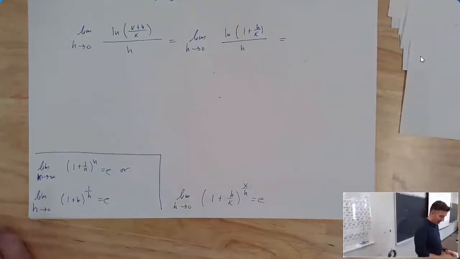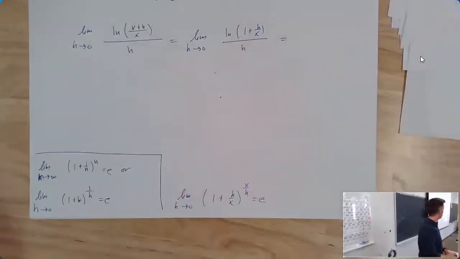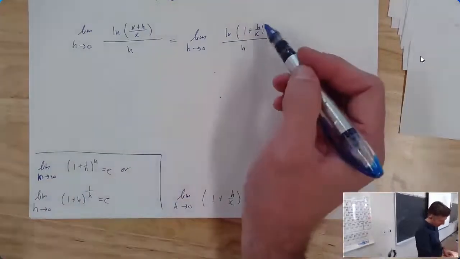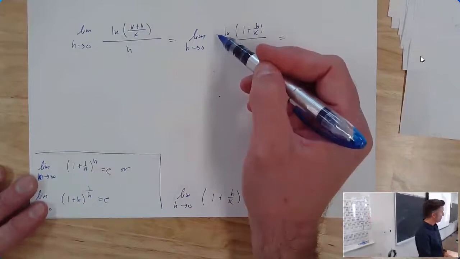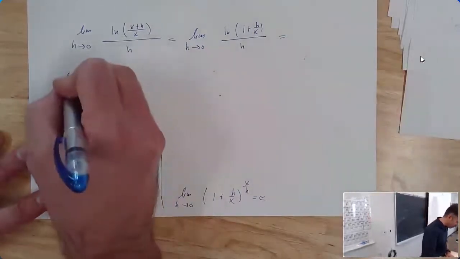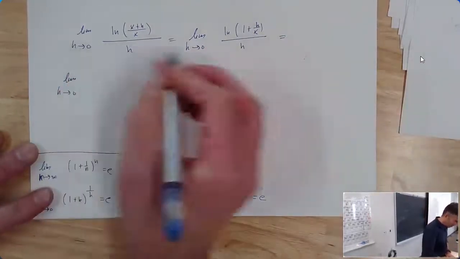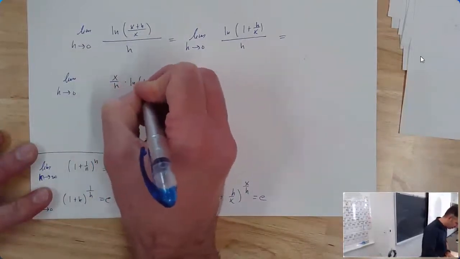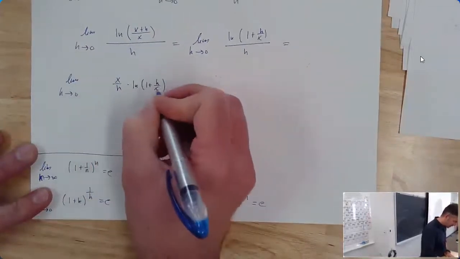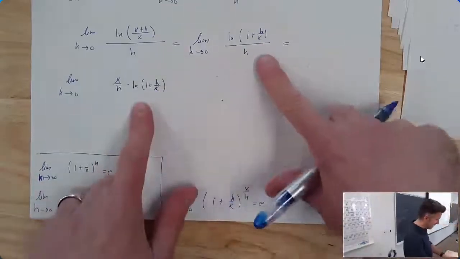So I want that there, but I'm missing the power of x over h. So I'm just going to write it in there. Kind of weird, right? I want an x over h up there, which means it could come down in front. So let's put it down in front first. Here's what I'm going to do, even though this feels kind of wrong. I'm going to say, well, I want an x over h times my natural log of 1 plus h over x. Now, is this the same as that?